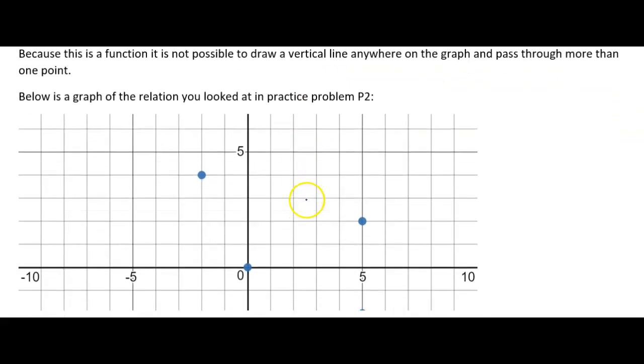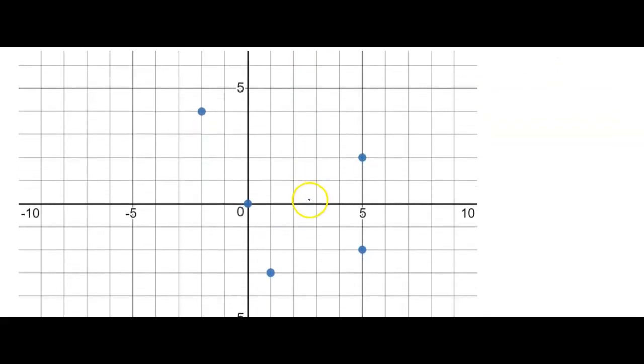Then if we go to practice problem P2, which we decided was not a function, you can see that if I look at this grid line here, which is a vertical line, it passes through 2 points, this one and this one. That only needs to happen once to say it's not a function. And we say this has failed the vertical line test.